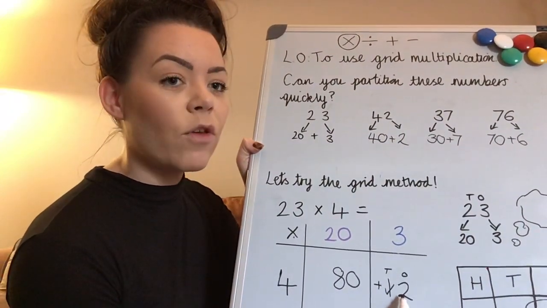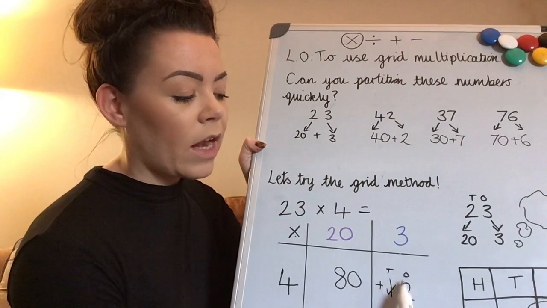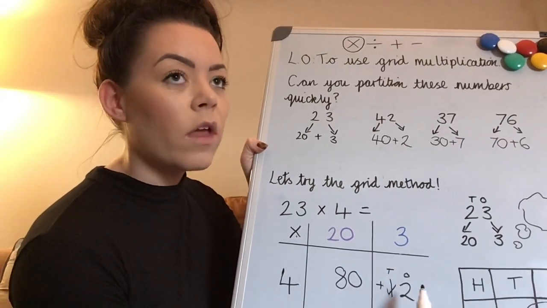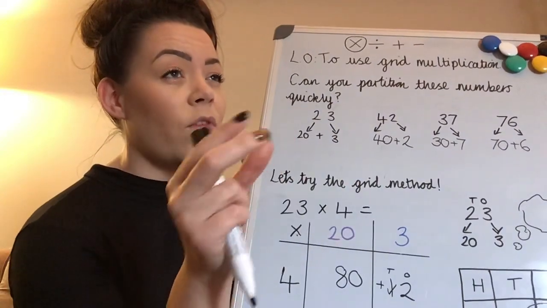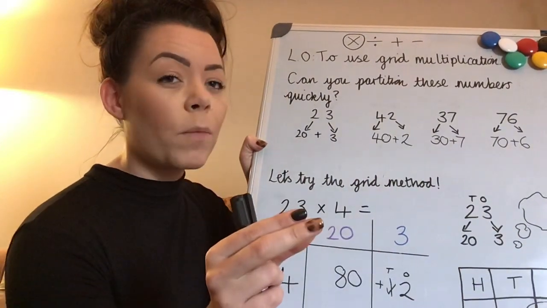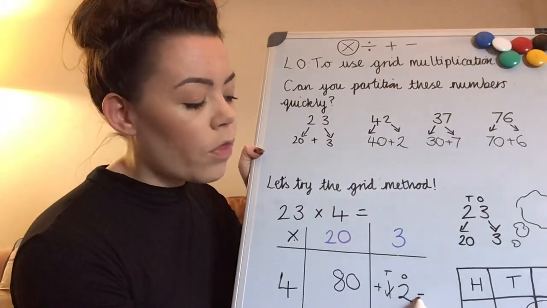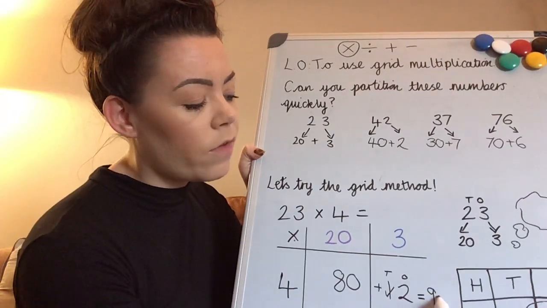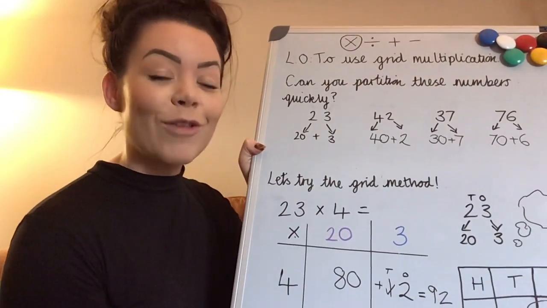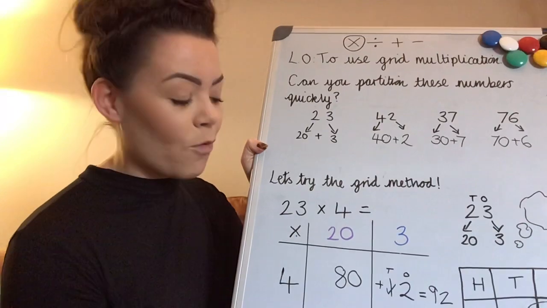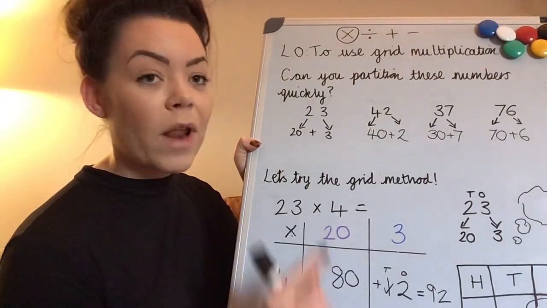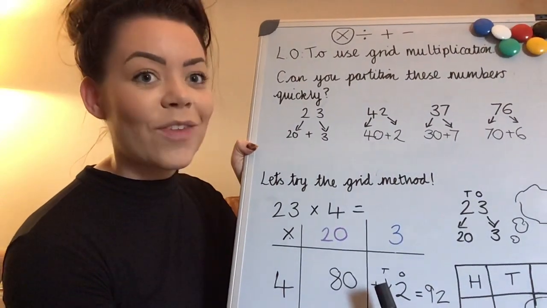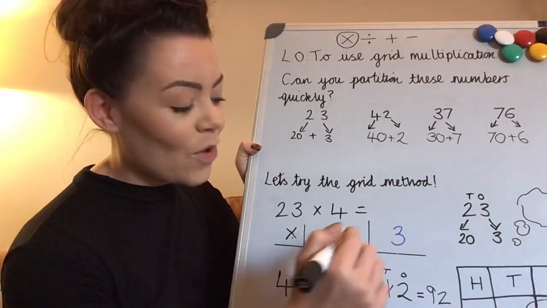Now let's add on my ones. I've got 90 and I need to add on 2 ones. So 90 add on 2. I'm imagining in my head that number 90 and the 2 ones jumping on top of that 0. So I've got the number 92. So just like that, we've solved 23 times 4, 23 multiplied by 4. It gives me the answer 92.